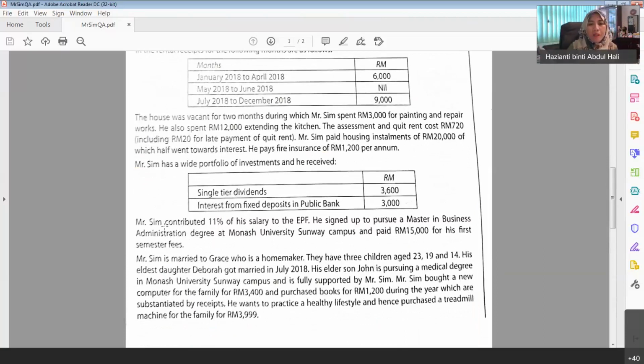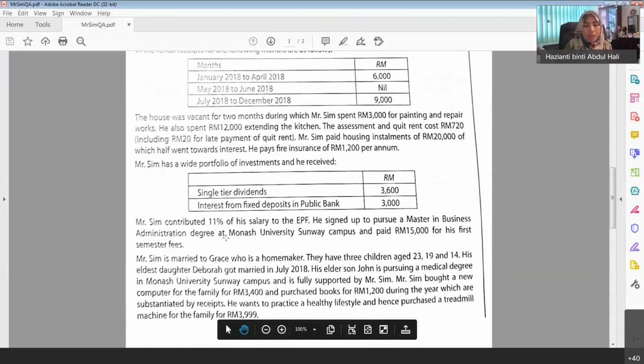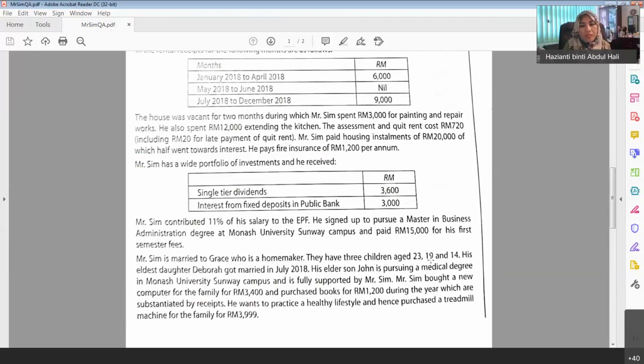Okay. He signed up to pursue a Master in Business Administration degree at Monash University campus and paid 50,000 for his semester fees. He is married to Grace, who is a homemaker. They have 3 children aged 23, 19 and 14. Eldest daughter Deborah got married 2018. Eldest son John pursuing medical degree in Monash and is fully supported by Mr. Sim. Mr. Sim bought a new computer for the family for 3,400, purchased books 1,200, practice healthy lifestyle, purchased a treadmill machine for the family for 3,999.